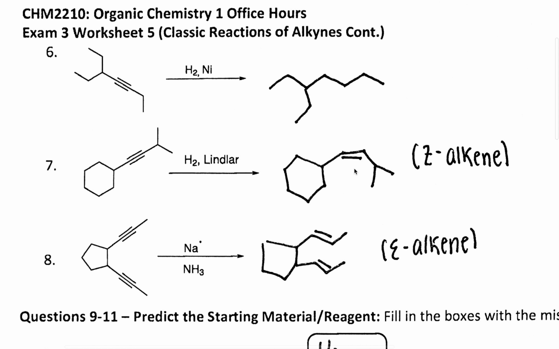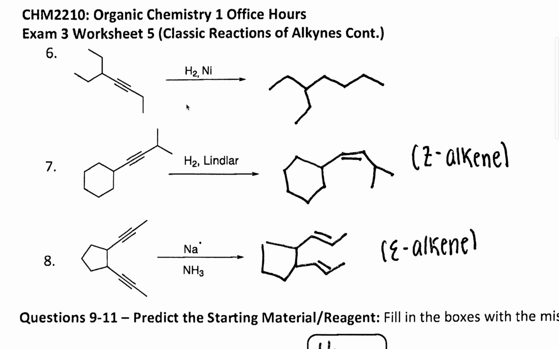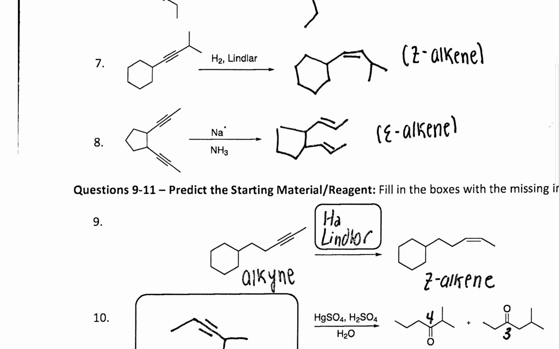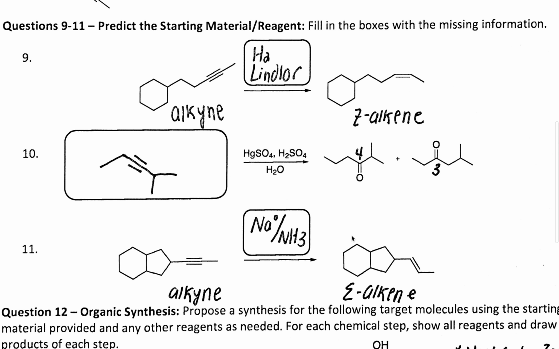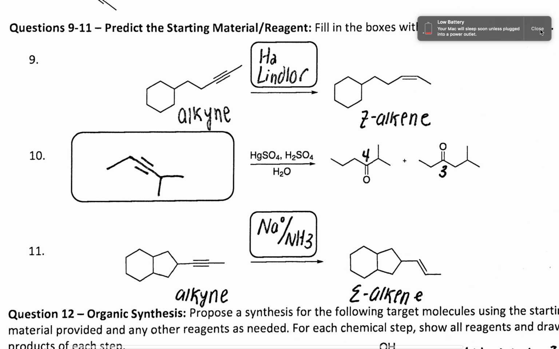So just be cognizant of these in synthesis. We can manipulate our choice of reagents to form different types of end products, either all the way to an alkane, a Z-alkene, or an E-alkene. Be very cognizant of that. Something you might see on your test is a fill in the missing blanks section. So be cognizant of being able to interconvert between all these different structures.